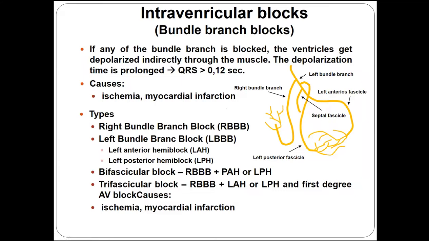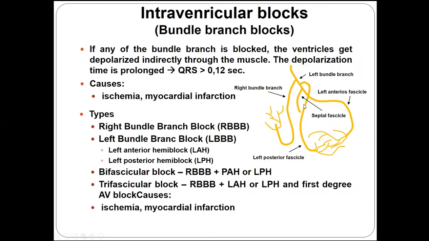Now, we got into the ventricle. In the ventricle, we do have bundle branches. We do have a right bundle branch, and on the left side, we do have an anterior fascicle, the septal, and the posterior fascicle branches. Now, these branches can be blocked, and if we block the branches, that area of the ventricle is activated slower than the other part, which is activated normally.